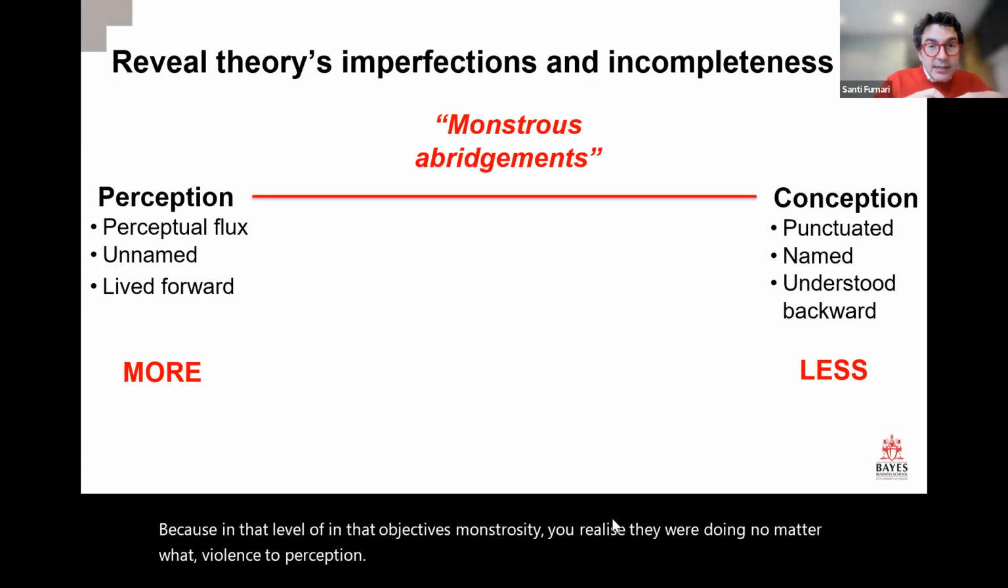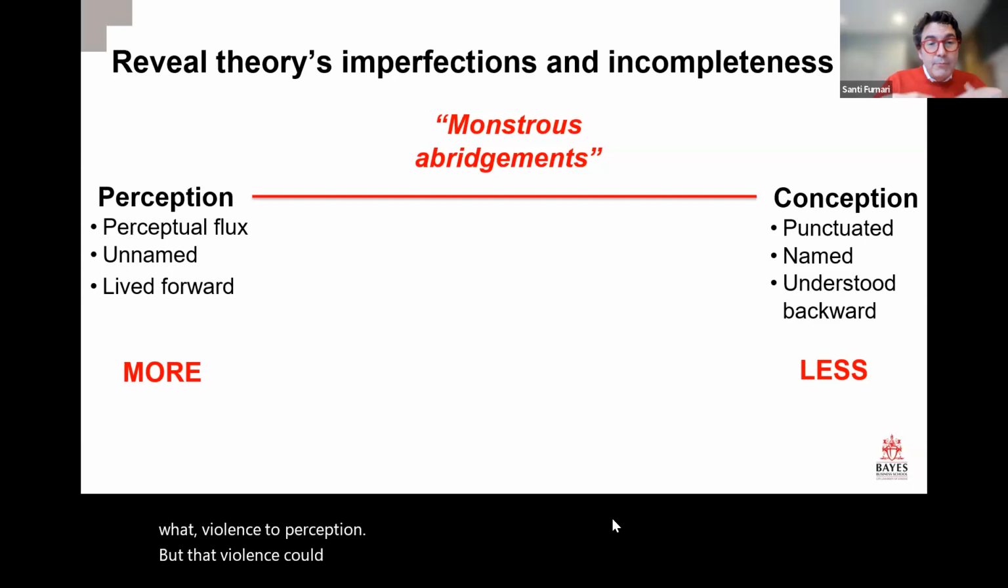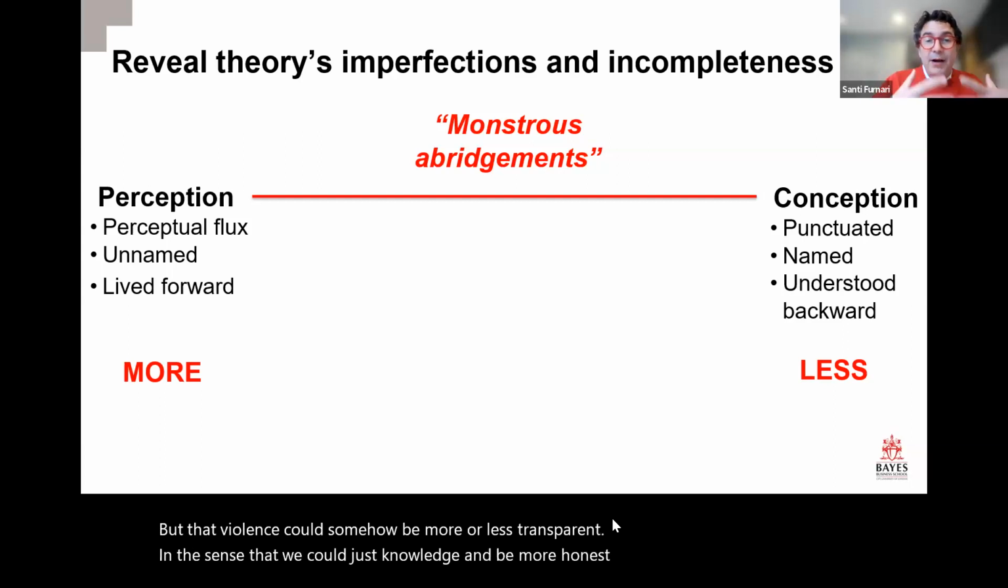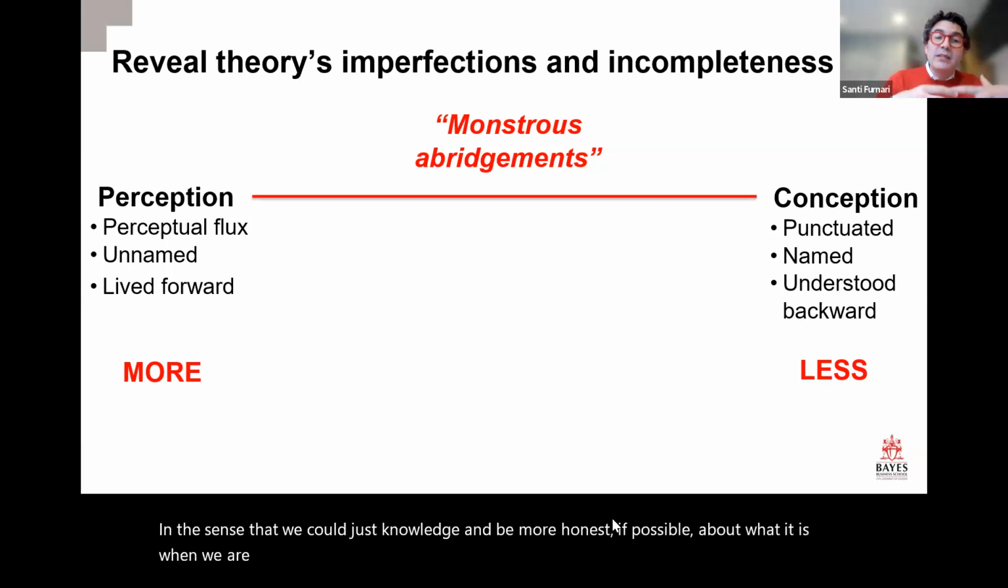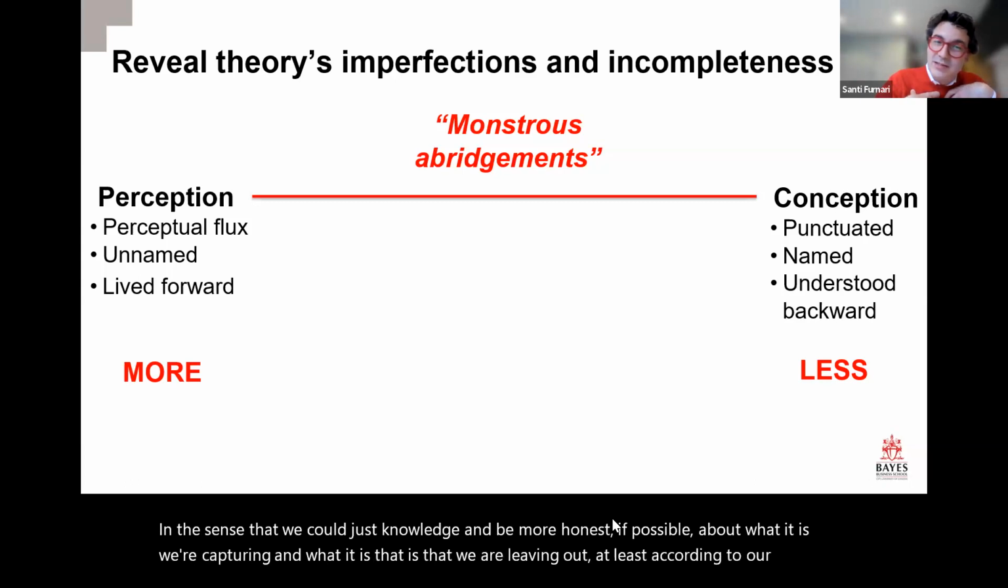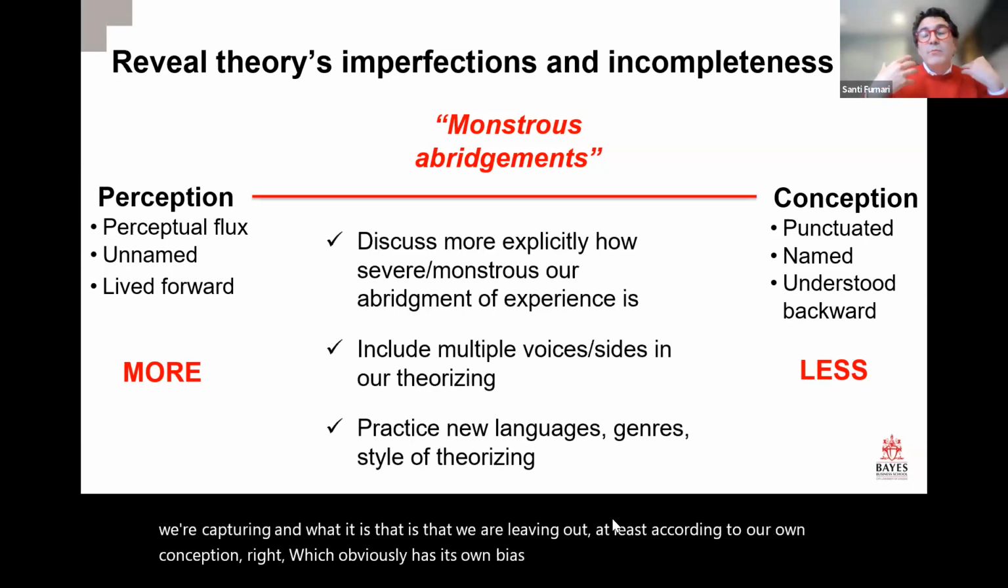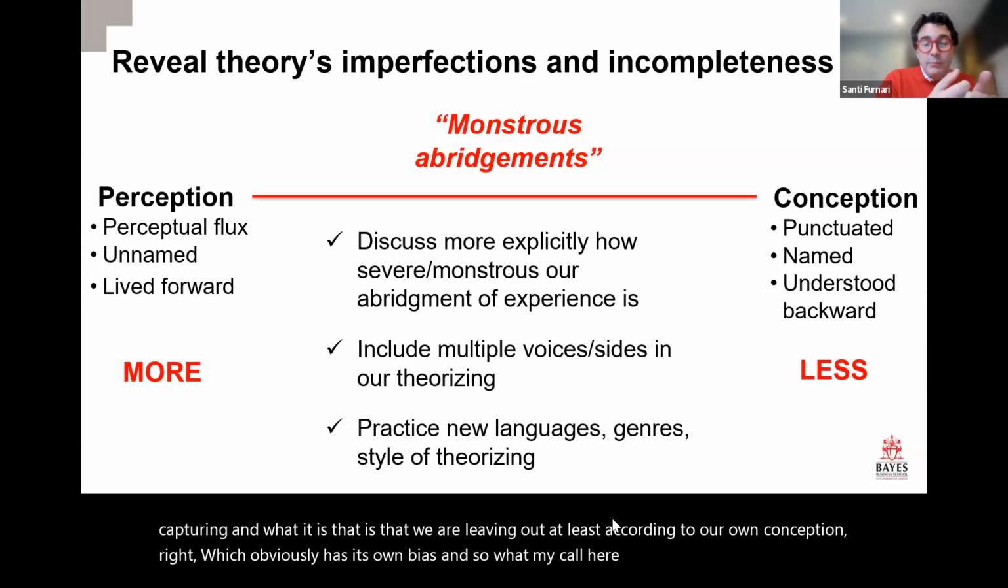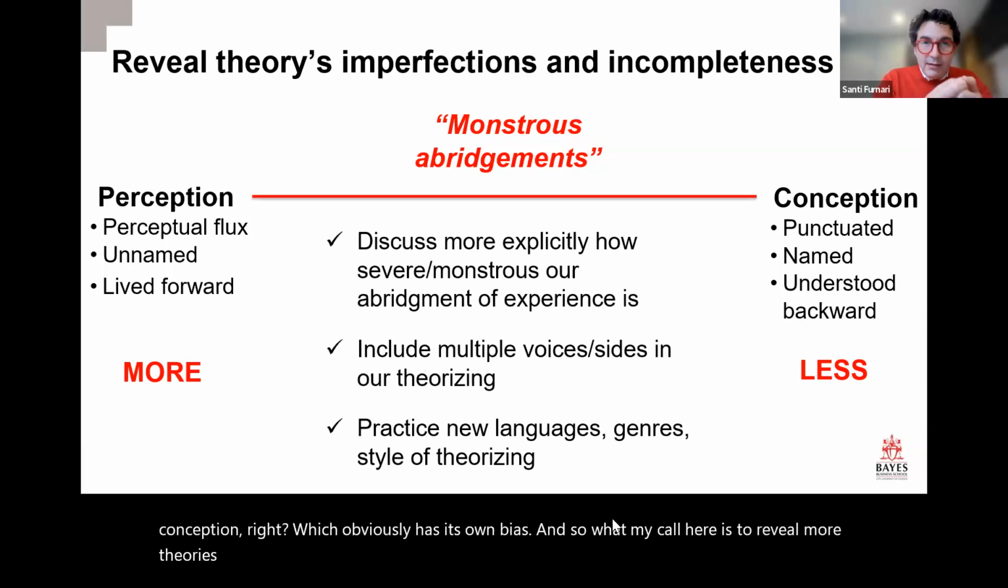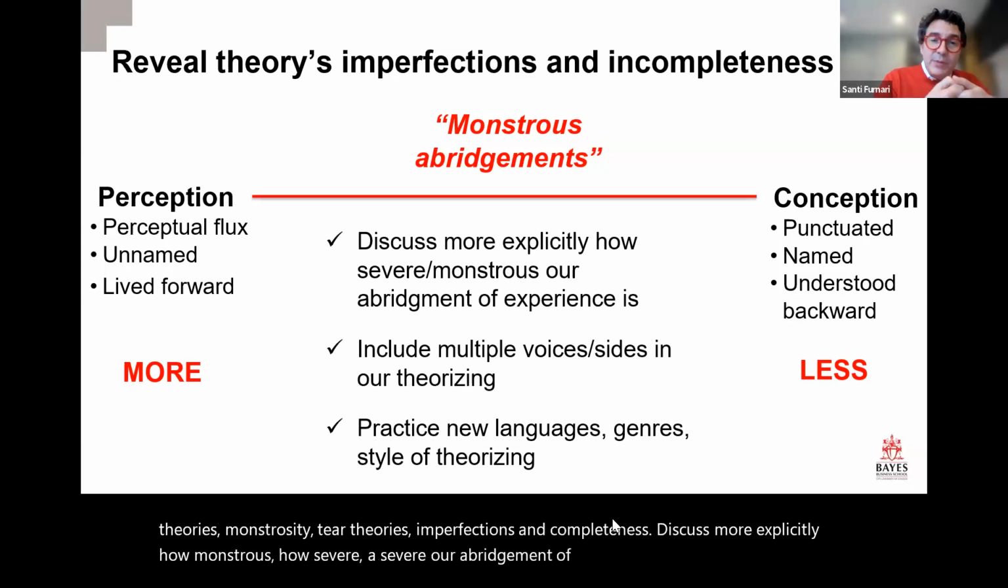But that violence could somehow be more or less transparent, in the sense that we could just acknowledge and be more honest, if possible, about what it is we're capturing and what it is that instead we're leaving out, at least according to our own conception, right? Which obviously has its own bias. And so my call here is to reveal more theories' monstrosity, theories' imperfections, incompleteness, discuss more explicitly how monstrous, how severe our abridgment of reality, of experience is.